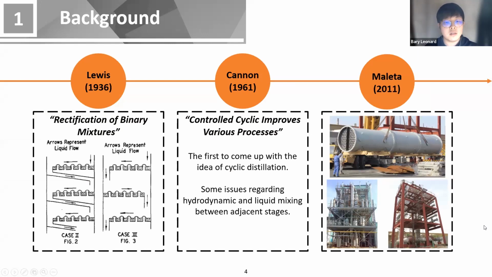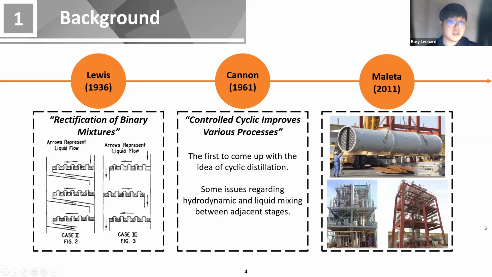And so far, the process system engineering community has tried to do a lot of process intensification, for example, to reduce the costs of using distillation columns. And a breakthrough actually came in 1961 by Cannon et al. So Cannon and his team invented a system called controlled cyclic distillation, which can improve the distillation process.